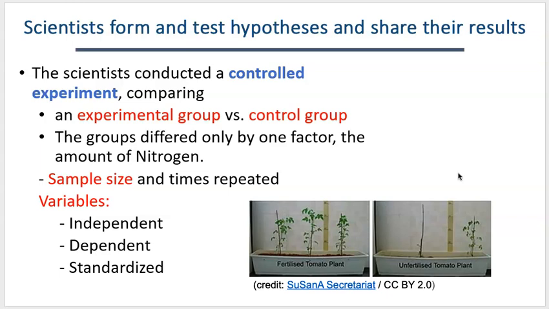Now, when you're setting up a controlled experiment, usually we break the experiment into two separate groups. We're going to have what's called a control group, and we're going to have an experimental group. The control group is the group where the independent variable is either absent or set to a predetermined baseline value. So, for example, there are cases where you may not be able to completely remove the independent variable.